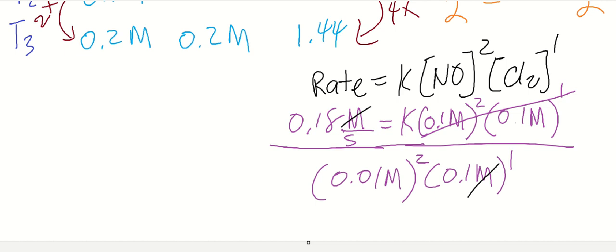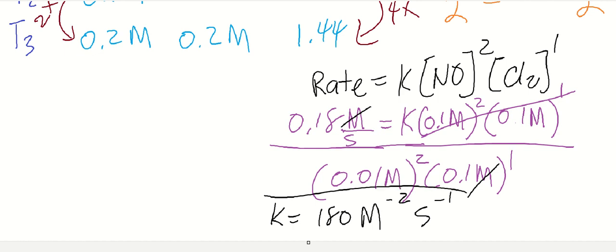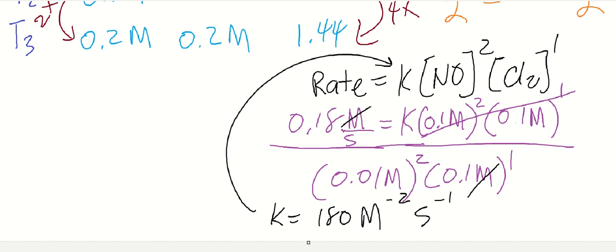All right, so punch those numbers in. And you should get K is equal to 180 per molar per second. All right, I'm just going to bring the seconds to the top. So that is the value of K. I'm not going to circle that yet. And let's plug that back into our rate law.